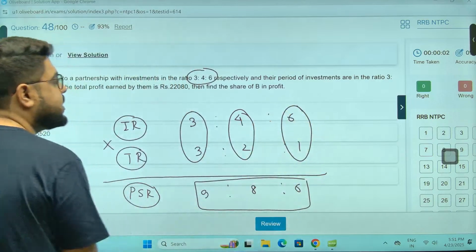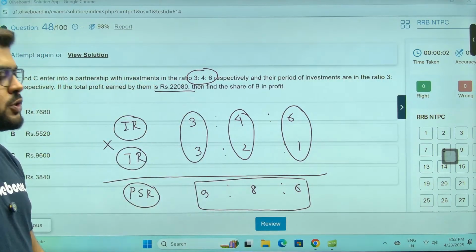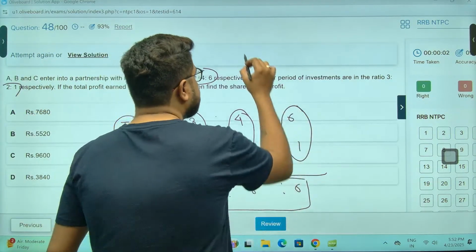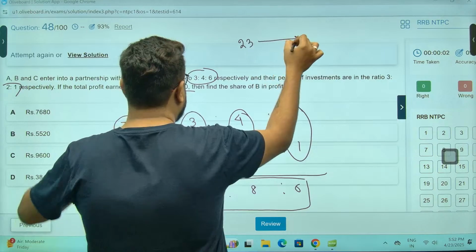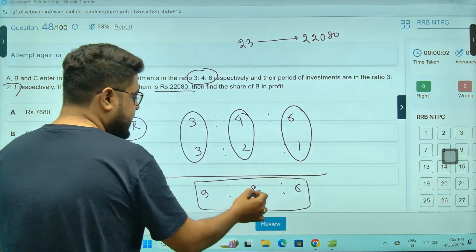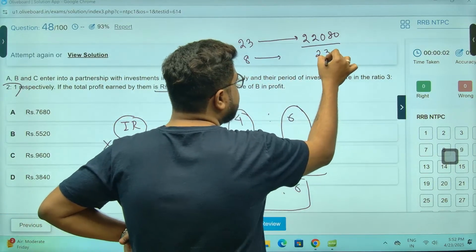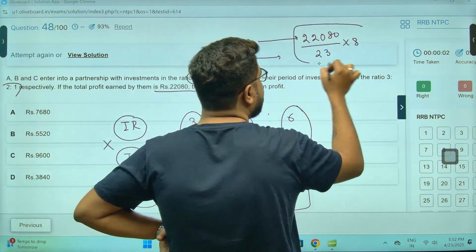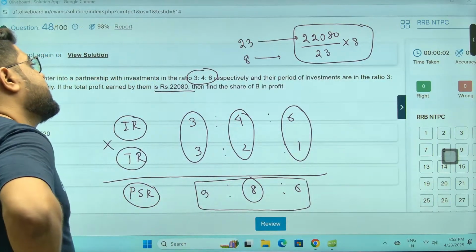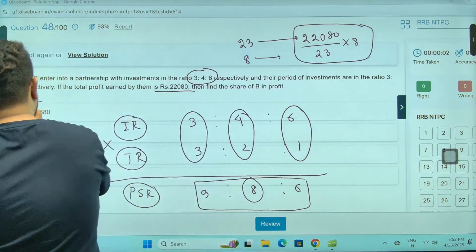Now the profit will be shared in this ratio. Total profit is this. They're asking B. So total profits are 9 plus 8, 17 plus 6, 23. So according to the question, 23 units is 22080. They're asking the value of 8 units. So it will be by 23 into 8, sir. So the only possible answer is A.